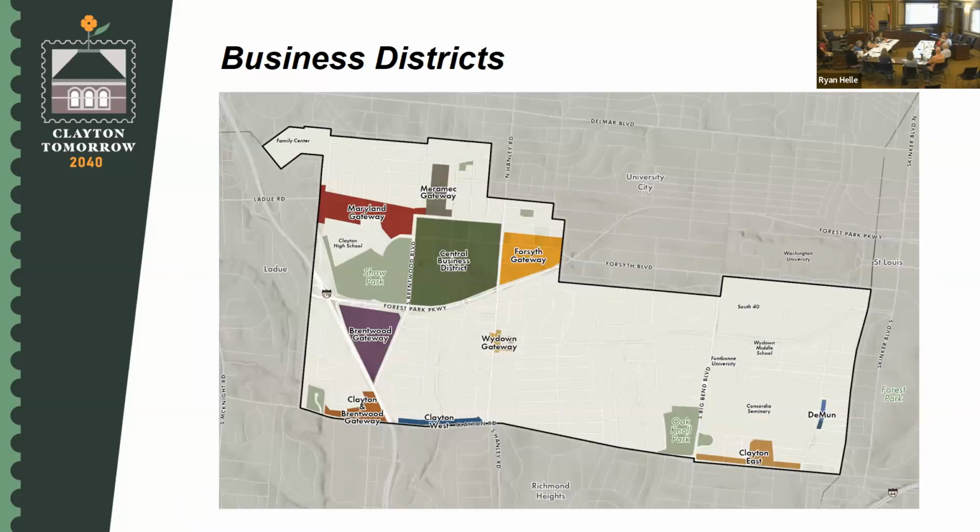Okay, so the next big category of things is business districts. You all have seen this map before, but we worked with the city to define what these business districts are in Clayton, the boundaries of which are not overly important, except that we needed to be able to group them so that we could analyze them differently. The character of some of these is very different from others. So this is what we'll be referencing when we talk about some of this data.